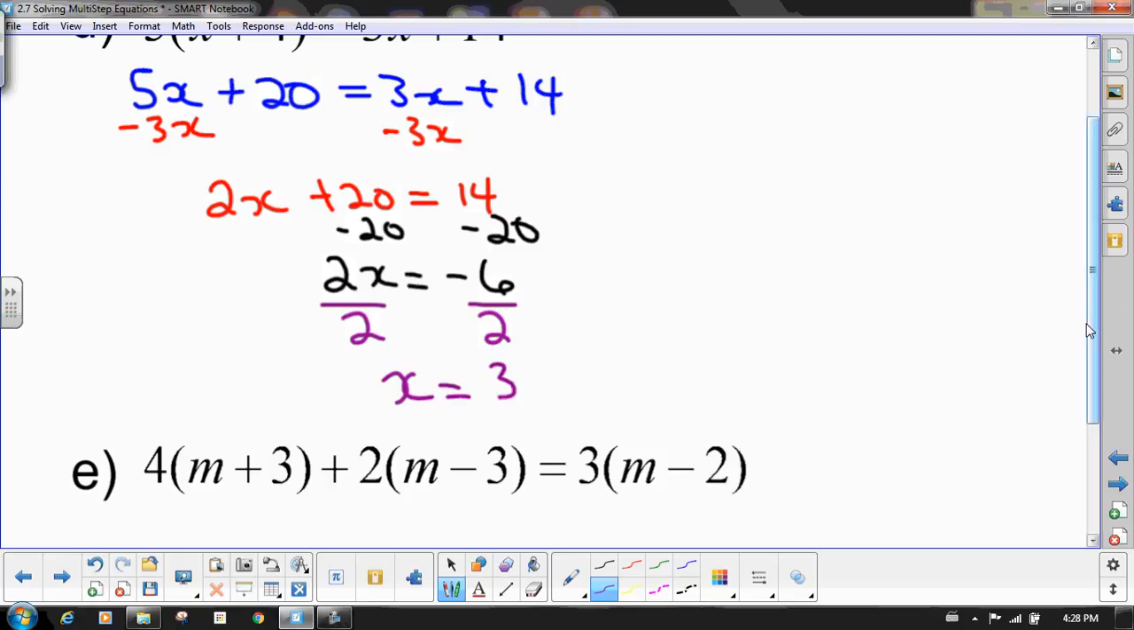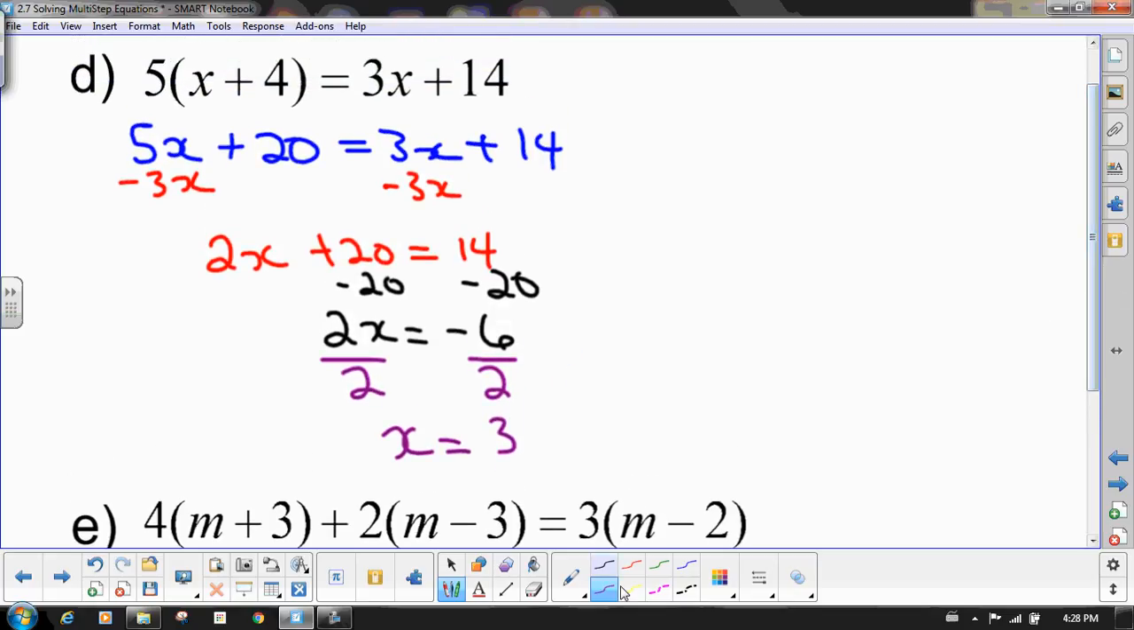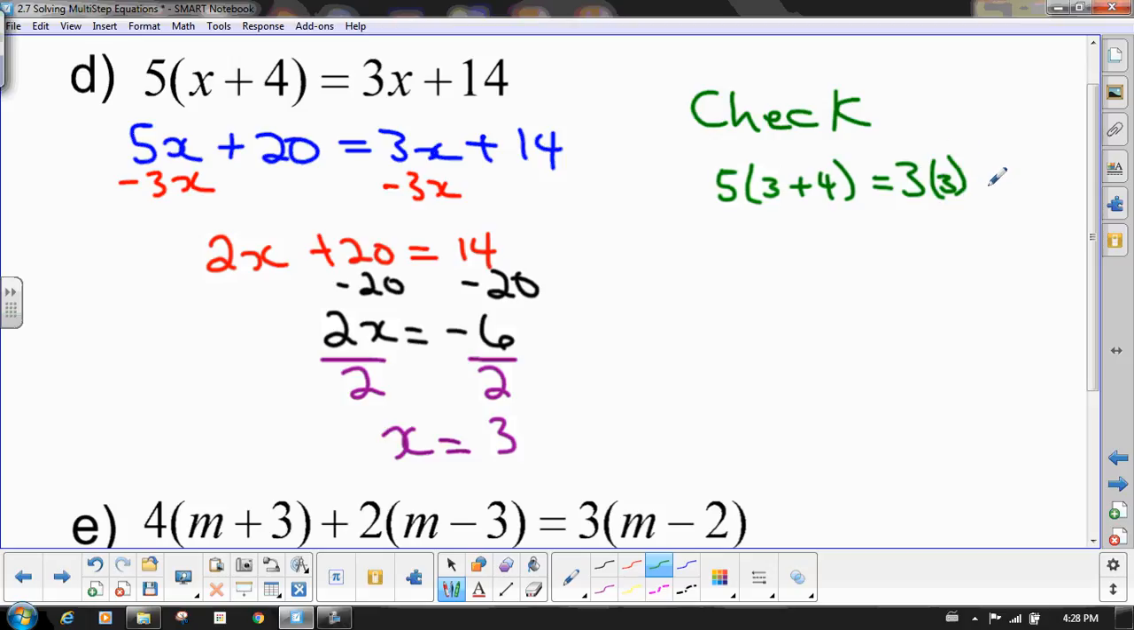Now something I haven't done a lot of is I haven't checked a lot of answers. So I'm going to go ahead and check this answer. So I'm going to write that over here. So for my check, I'm going to have 5 bracket, x has a value of 3 plus 4 equals 3 times 3 plus 4. So I'm going to have 5 times 7 equals.